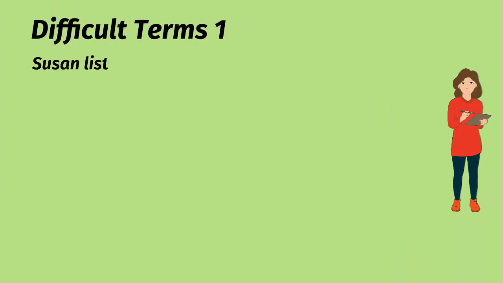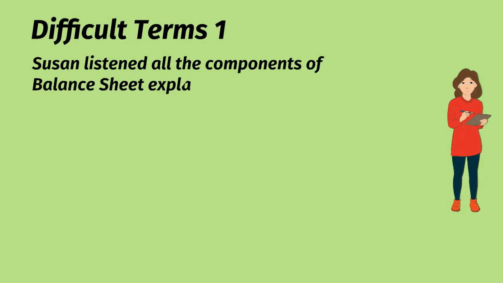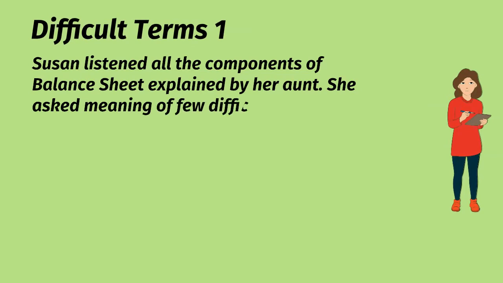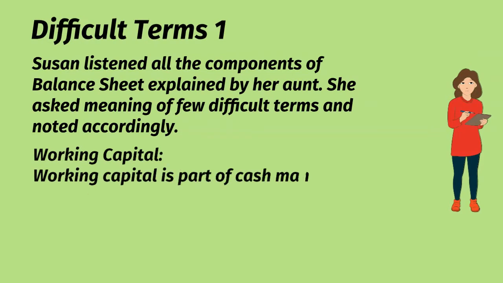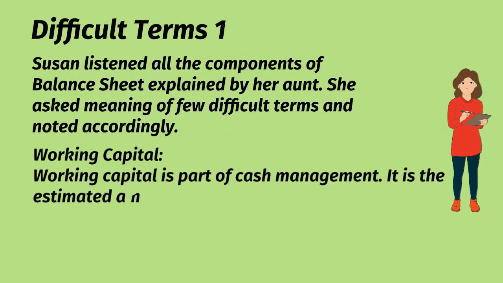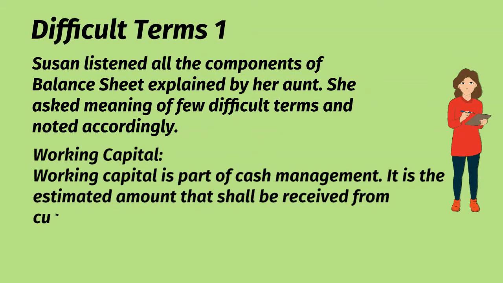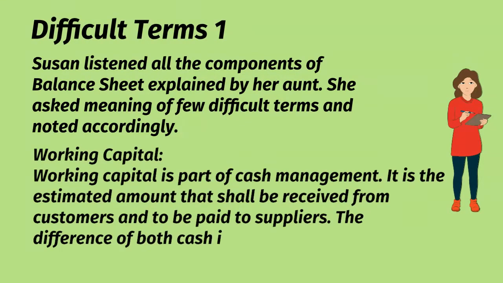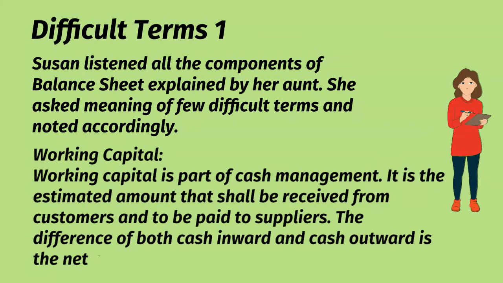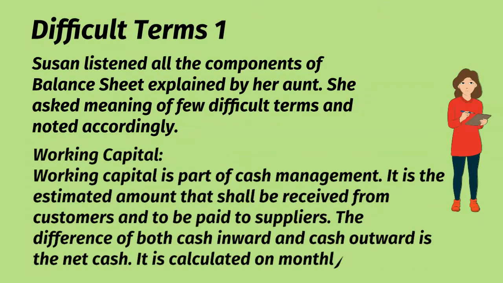Difficult terms 1. Susan listened to all the components of the balance sheet explained by her aunt. She asked the meaning of a few difficult terms and noted them accordingly. Working capital. Working capital is part of cash management. It is the estimated amount that shall be received from customers and to be paid to suppliers. The difference of both cash inward and cash outward is the net cash. It is calculated on a monthly basis.